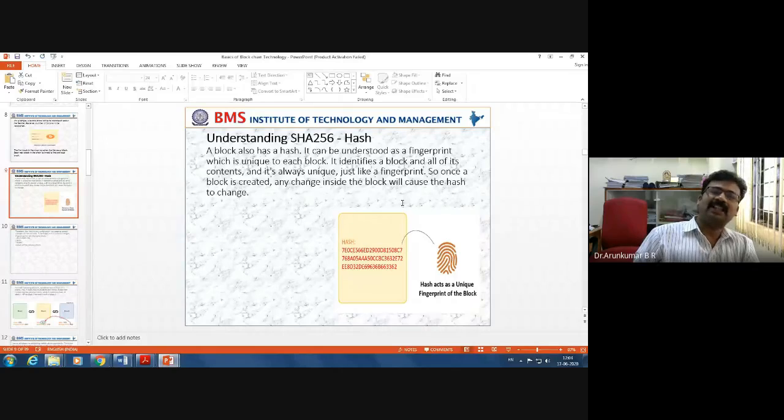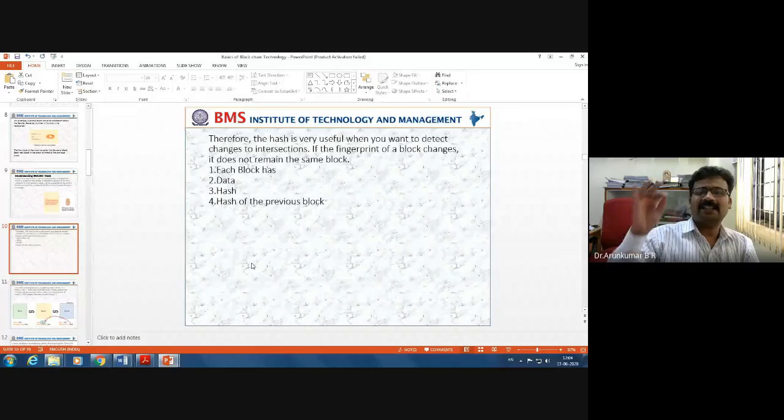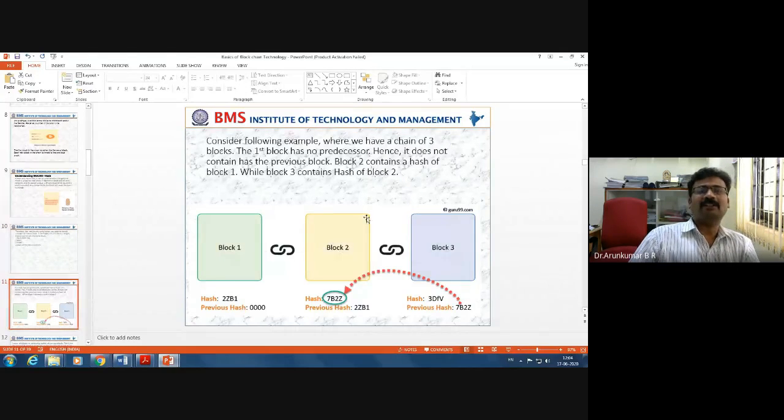So once a block is created, any change inside the block will cause the hash to change. That's very, very important, right? Therefore, a hash is very useful when you want to detect changes. If the fingerprint of a block changes, it does not remain the same block. Each block has data, a hash, and the hash of the previous block.